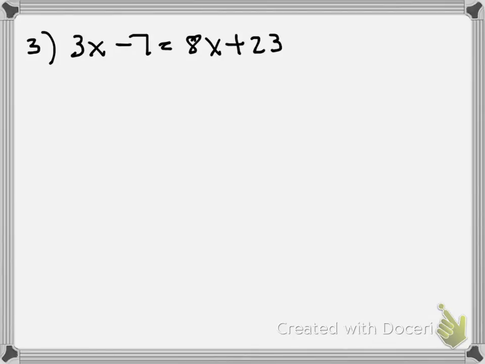There's math that has to be done in order for the negative 7 to join up with the 23. But you got to tell me what that is. Adding. What are you going to add to both sides? 7. So we're going to add 7 to both sides. Notice I line up the like terms to make the math easier. So I get 3x equals 8x plus 30.